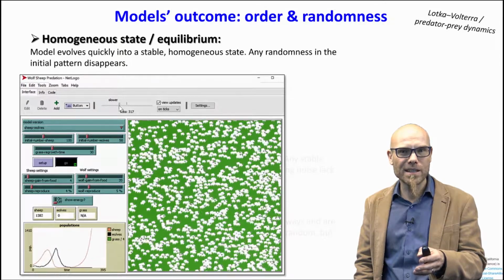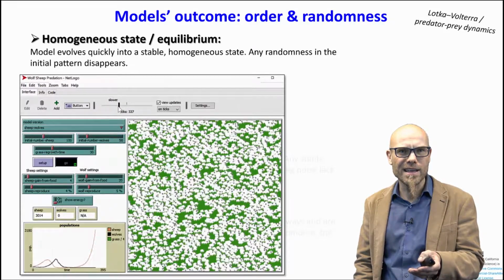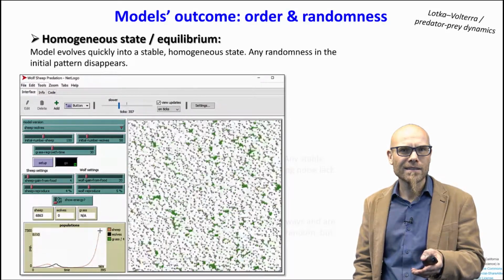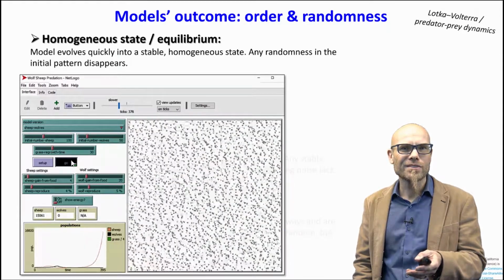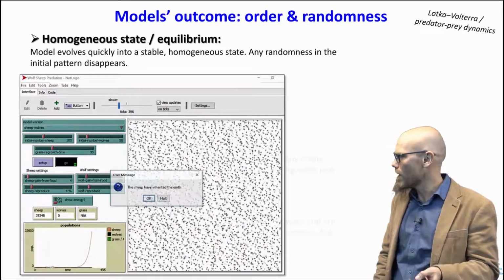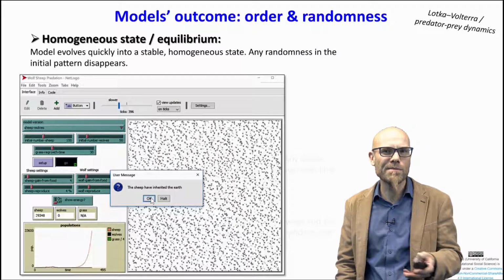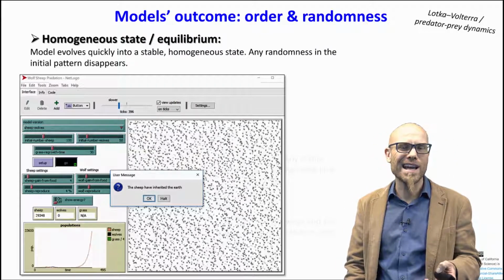The wolves died, and what happens now with the sheep? Well, they have nobody to prey on them. They basically, well, that's a lot of sheep. The sheep inherit the earth. Yeah, very funny NetLogo, very funny. But the sheep inherited the earth. Yeah, that's what actually happened.